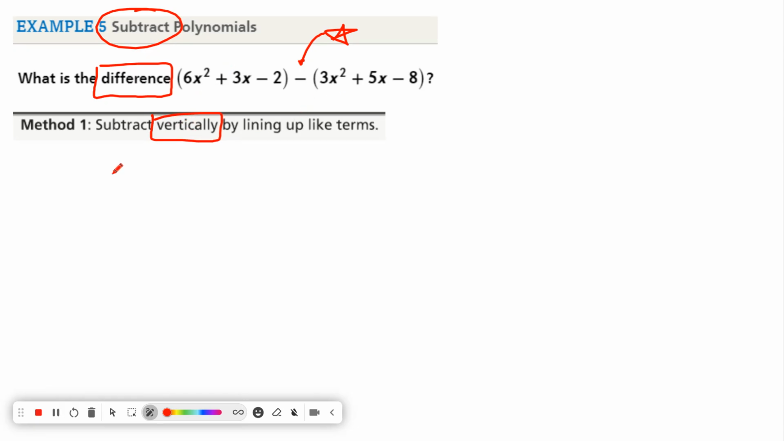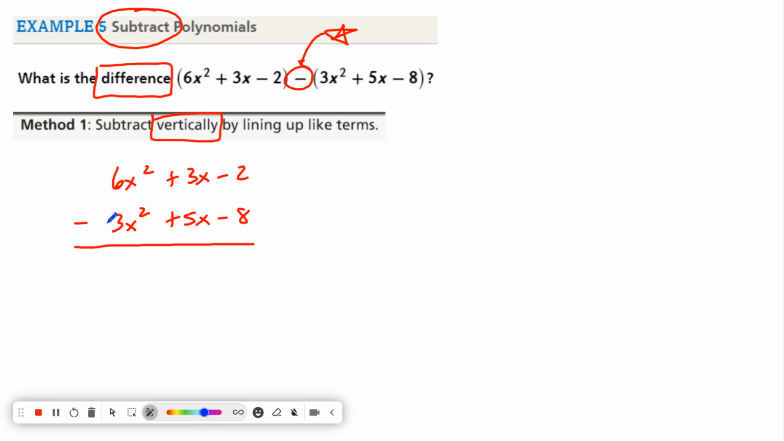So vertically, I'm going to put the 6x squared plus 3x minus 2 on top. I'll put the 3x squared plus 5x minus 8 on bottom. And again, it is subtraction, so I'll put a minus sign here and do this. And now, the issue with subtraction is that you need to add the opposite of these three terms down here. So I'm going to change colors.